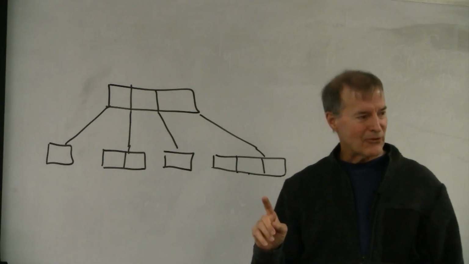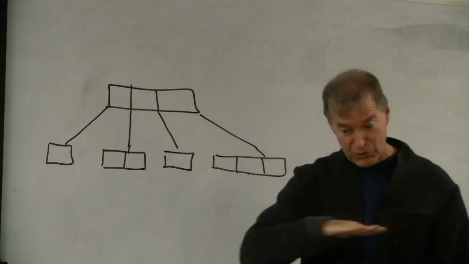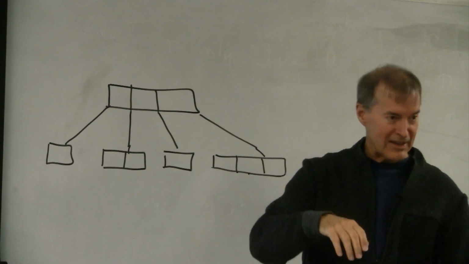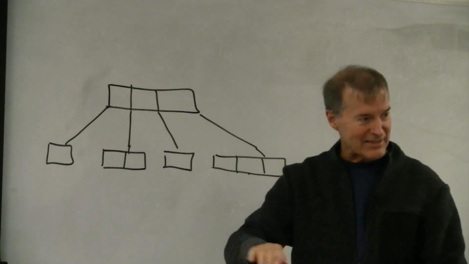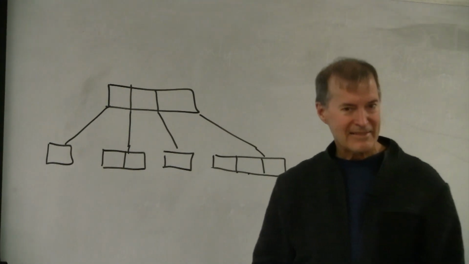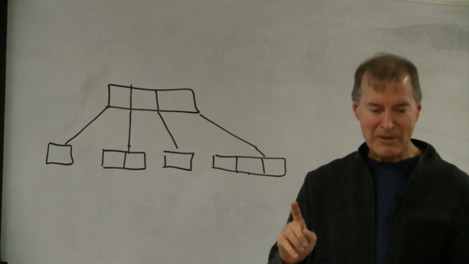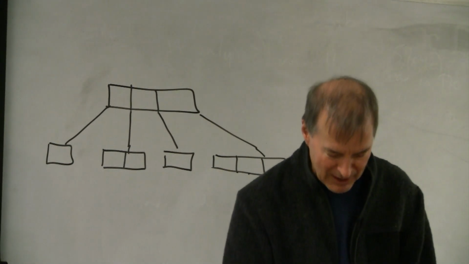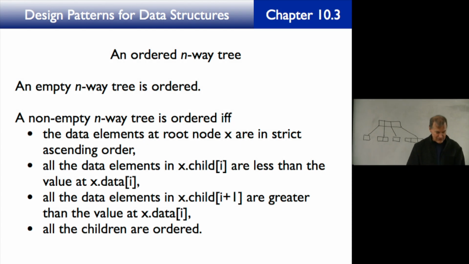Now, for an N-way tree, we're going to enforce that. No more of these long things over at the end, and everything's going to be the same height. Are you with me? Okay, that's what it means for an N-way tree to be balanced. That's the first definition.